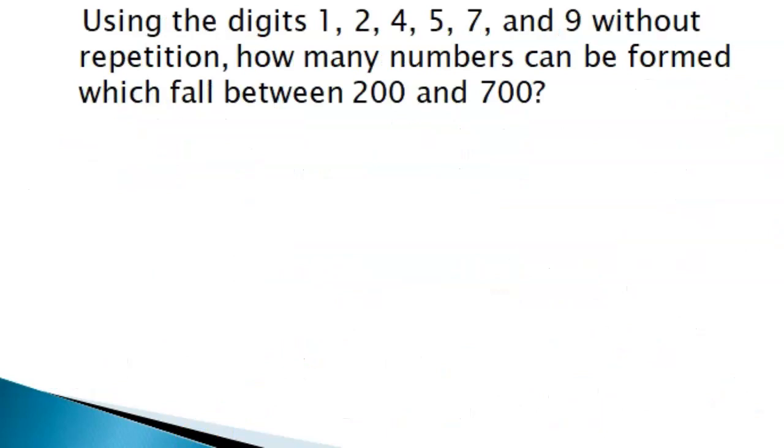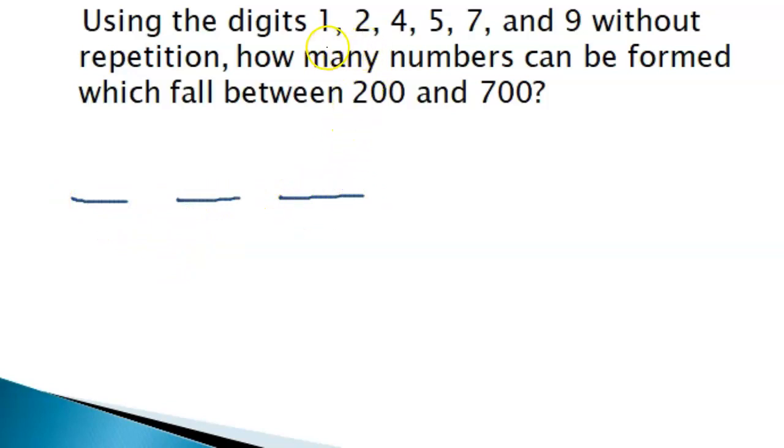Next, using the digits 1, 2, 4, 5, 7, 9 and without repetition, how many numbers can be formed which fall between 200 and 700? So obviously, for the number to fall between 200 and 700, it has to be a 3-digit number.